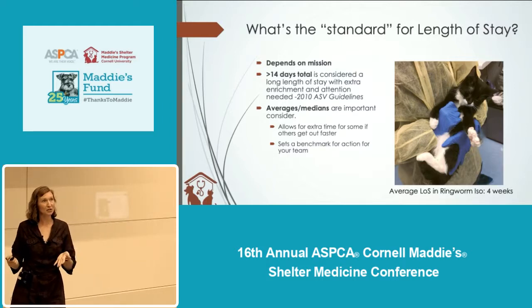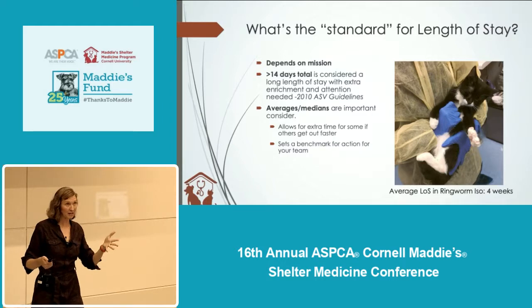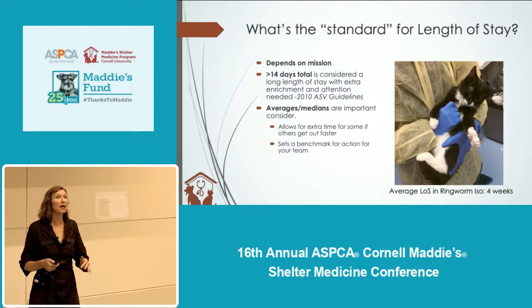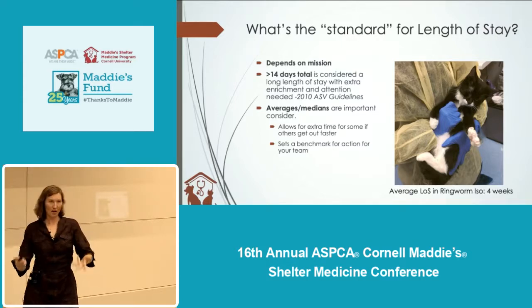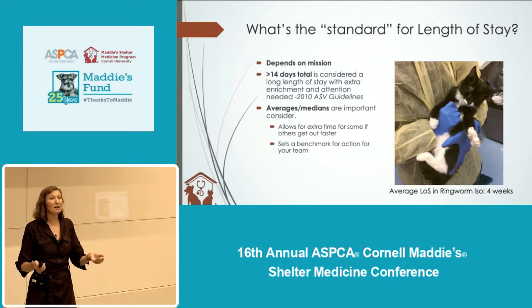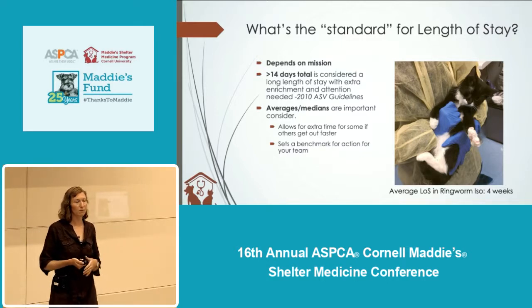So if 14 days is your length of stay goal, then any animal that is longer than 14 days should be flagged to your team that's doing daily rounds, and extra things should be happening for that animal. So extra enrichment, a bigger cage, a push on Facebook, an adoption event, anything that you can do to get that animal out of the shelter. Or, maybe they need extra behavior stuff because we thought this wasn't a problem, but it's turning out to be a problem, and now we need behavior intervention for this animal.